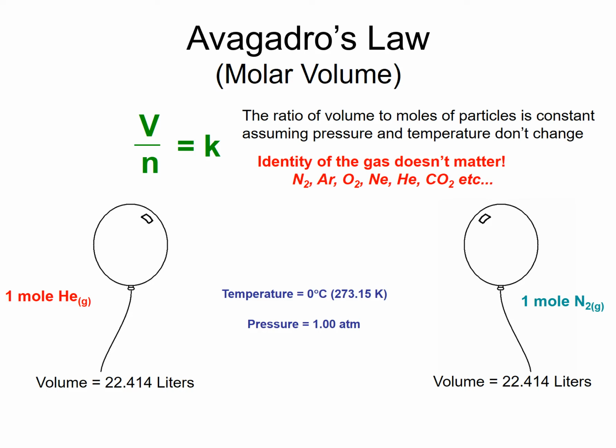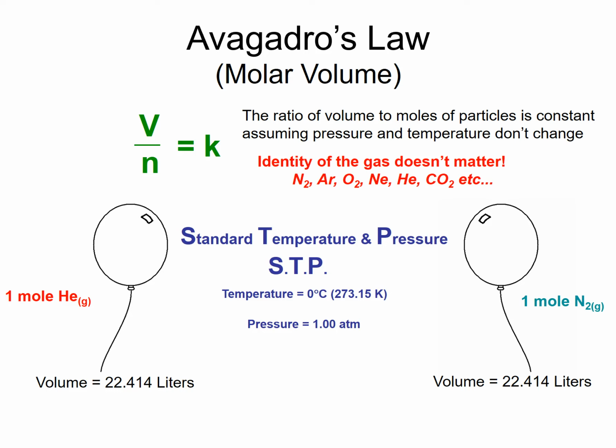Now, these conditions of temperature and pressure are so important that they have earned themselves a special name. They're called standard temperature and pressure. Standard temperature is 0 degrees Celsius, standard pressure is 1 atmosphere, and we abbreviate that as simply STP. STP means standard temperature and pressure.